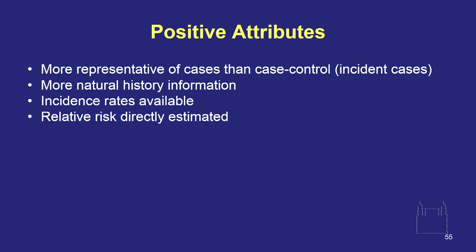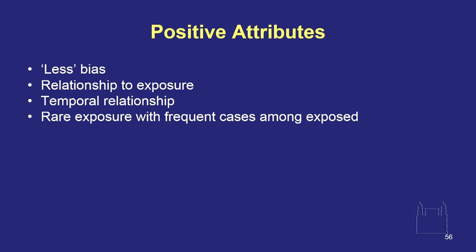So what are good attributes of these studies? The cases you're looking at are more representative than case control. There's more natural history information. Incident rates are available. You could directly estimate relative risk. These are all positives. There's less bias because you're looking at a big population. You could determine relationship to exposures. You could look at rare exposures.